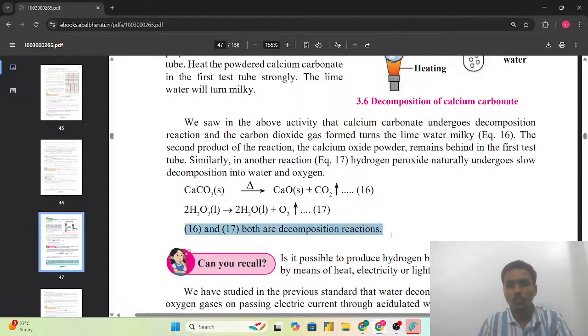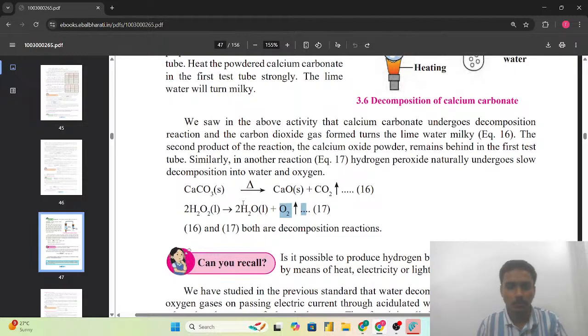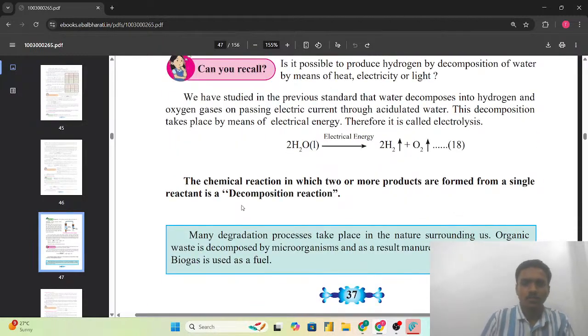So 16 and 17 both are the decomposition reactions. As we can see clearly, one reactant leads to the formation of two products. One reactant leads to the formation of two or more products. This is basically the decomposition reaction.